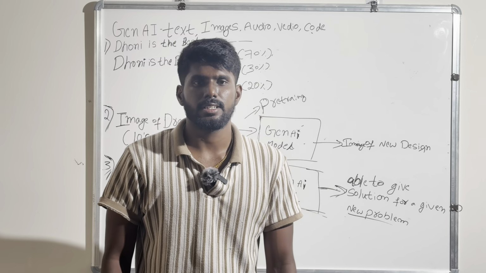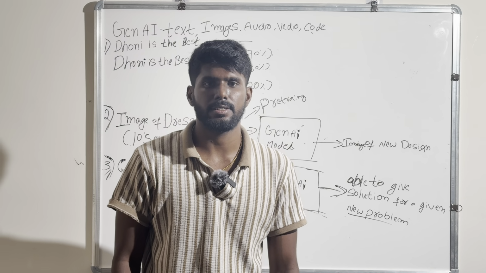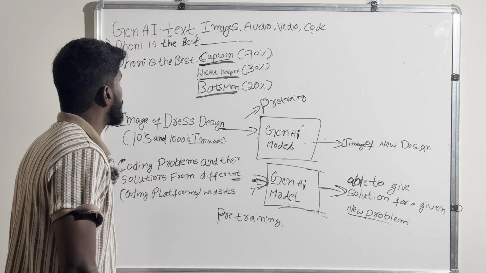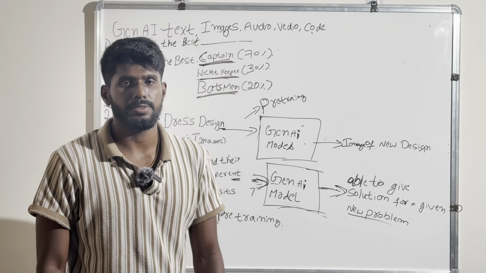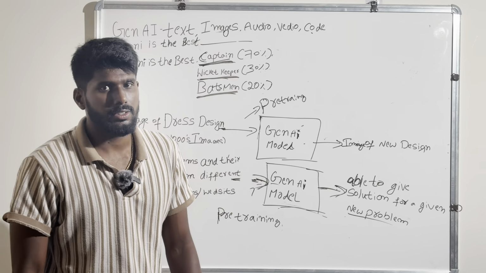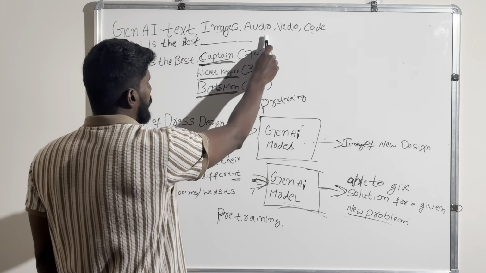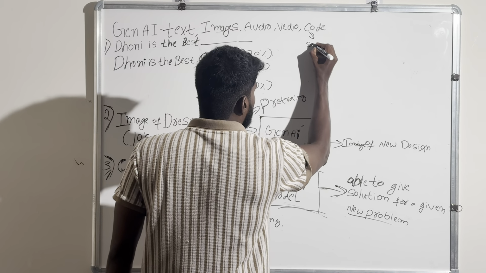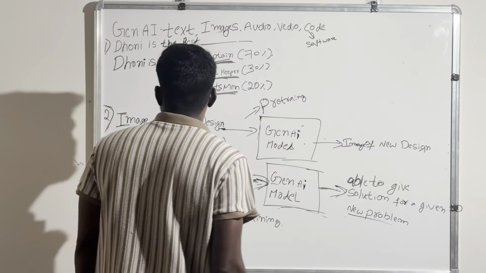Today we are going to discuss what is generative AI and a few examples of generative AI. What is generative AI? Generative AI is a type of artificial intelligence system which helps us to generate new content. New content in the sense the new content can be text, image, audio, video, or code. Here, code means the software code I'm talking about.